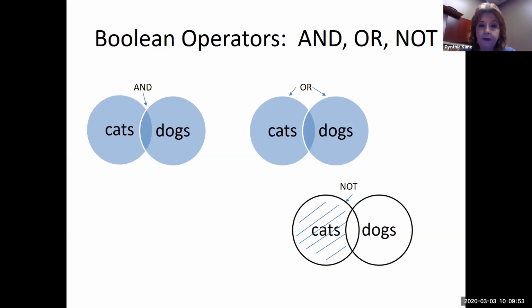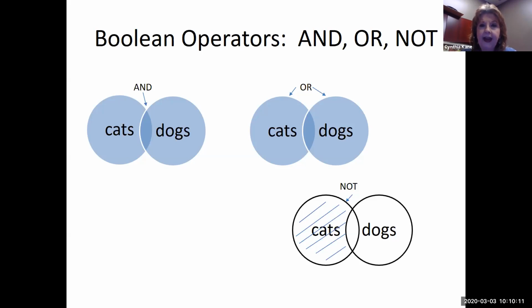Or broadens your search. Or is good if you're using synonyms or words that carry the same meaning, hand or skin, cats or dogs. Then I'm getting everything that talked about cats, everything that talked about dogs, as well as that overlap that talked about both cats and dogs.